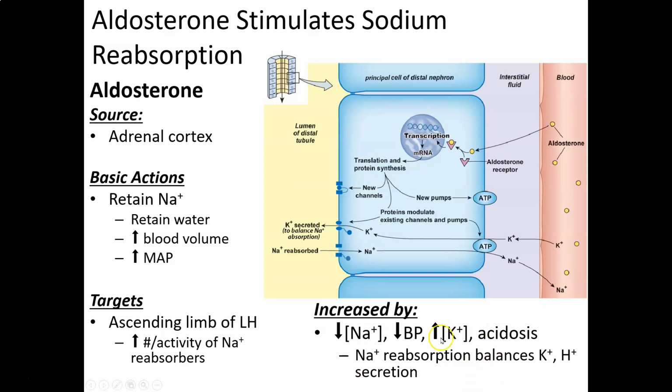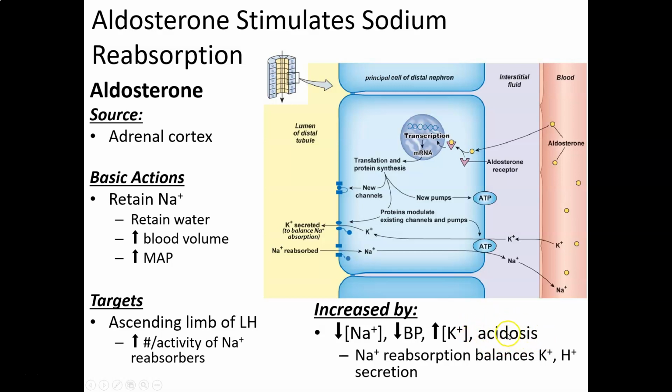So basically, if we have a high potassium level, then we're going to retain sodium and spit out potassium in its place. So if you see here, in the yellow on the left side of this figure, it says potassium secreted to balance sodium absorption. So that helps maintain the balance. We can also do that with, not just potassium, but any other ion. We can either retain a negative, an anion, along with the sodium, or we can get rid of a cation along with the sodium. So acidosis also does the same thing, which makes sense when you think about it.